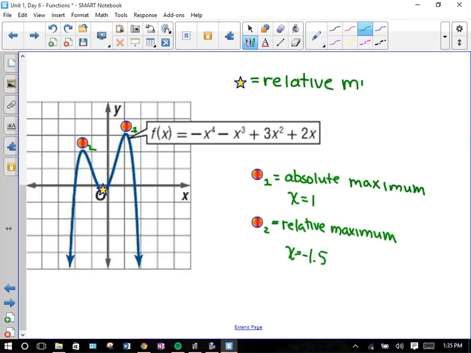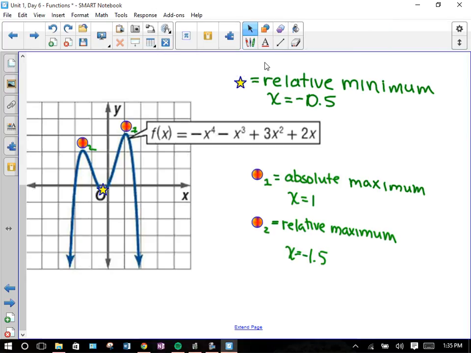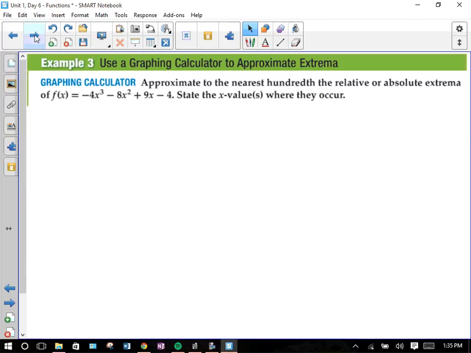minimum, and at what x value? Okay, we say -1.5. Alright. It seems like you guys get it. You're going to have to find something for homework where you just really have to look at a graph and do that. But now, this is an easy one. Now I'm going to do all the work.